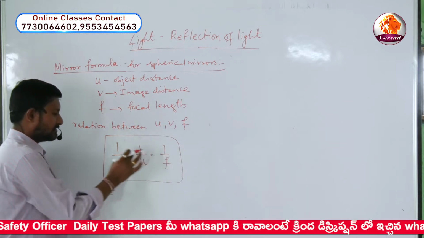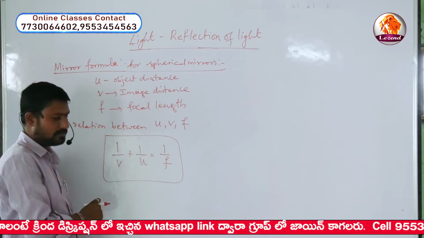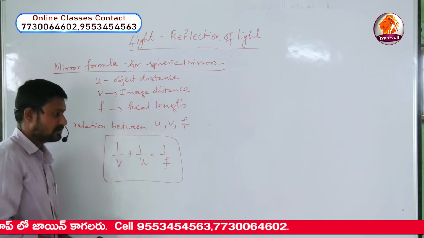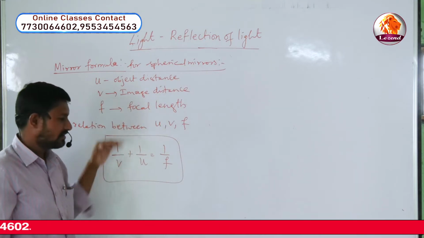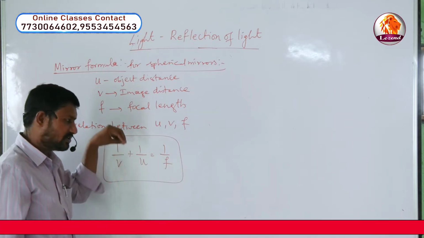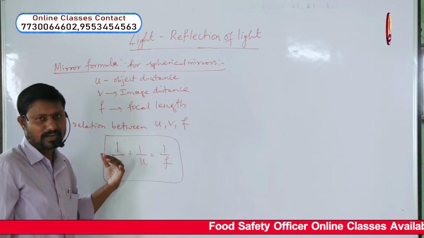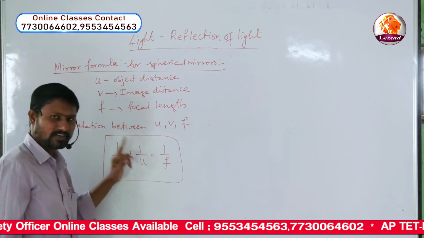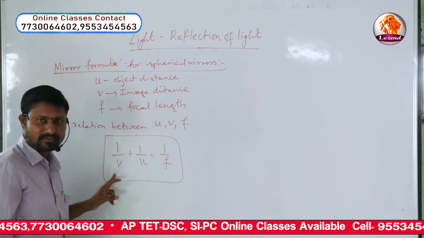Whenever you are using this formula while doing numerical problems, we need to apply sign convention again. What is sign convention? For a concave mirror, when a problem is given with object distance, image distance and focal length values, when you are substituting, we have to use sign convention, whether it is a positive or negative value. We can understand that in detail while doing the numericals. Even for a convex mirror, using this formula, we have to use the sign convention.